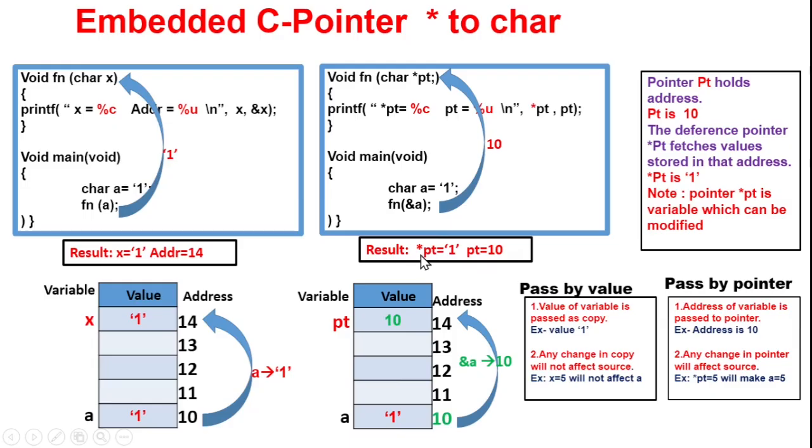Star pt is nothing but a dereferenced pointer. The star is nothing but dereference. You will be getting 1. What is pt? pt is 10. What is A? A is 1. Like that you can tell. So what is pass by value? You are passing the value as a copy. If you do something, nothing will happen to the original. That we'll discuss later in the program. So here we are passing the address. That's all.